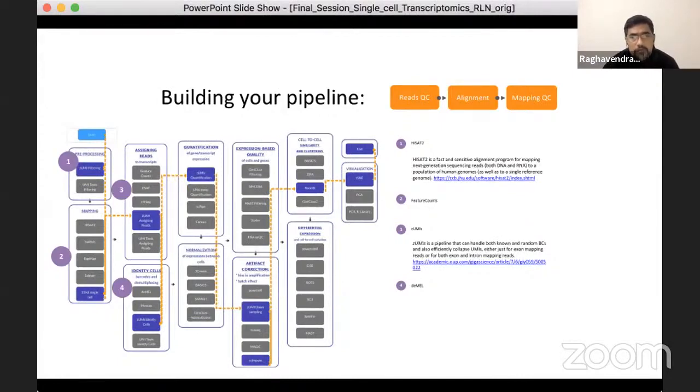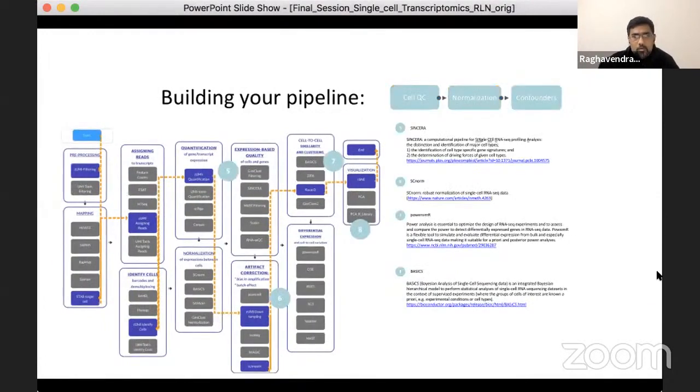To build the pipeline of scRNA-seq on the BioInfo platform, we can select appropriate algorithms based on the sequencing data that we have. The steps include pre-processing, mapping and assigning reads to transcripts, identifying cells using barcodes, demultiplexing, and then proceeding to quantification, artifact correction, cell-to-cell similarity identification, and visualization.